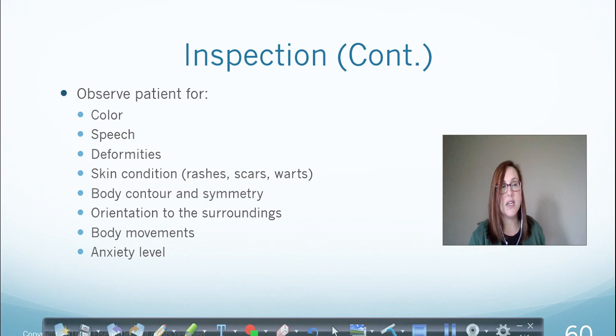When you're looking at the skin, again, the color of their skin, maybe how they're speaking. Do they have any rashes or scars? Are things symmetrical? Are you noticing that their face is drooping? Are they aware of their surroundings? Do they have control of their body movements? Maybe they're having weakness on one side or the other. Inspection can give you a feeling if they're anxious as well.